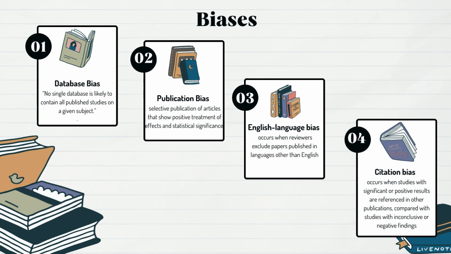Citation bias. This bias occurs when reviewers rely heavily on studies that are already widely cited. While these might be high quality studies, they may not represent the full body of research on the topic. Newer or less cited studies could be overlooked. Overall, clearly documenting the search strategy used in a review helps readers assess potential biases. By being aware of these biases and taking steps to minimize them, researchers can ensure that systematic reviews provide a more accurate and complete picture of the available evidence.